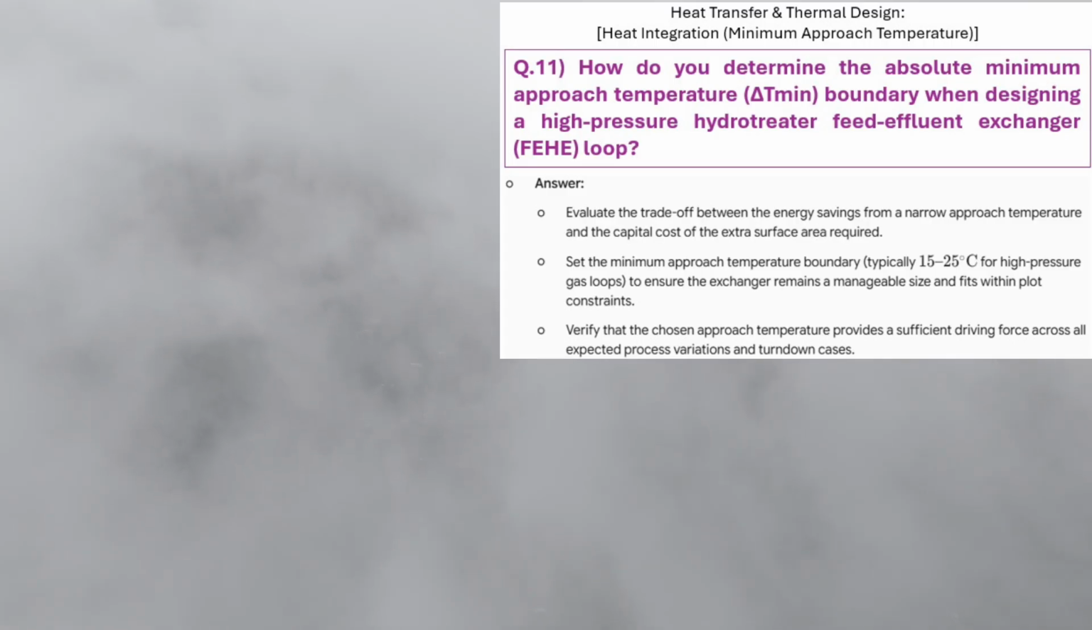Right. It challenges structural foundation limits. I strictly set the minimum approach boundary typically at 15 to 25 degrees Celsius for high-pressure gas loops to ensure manageable size and realistic plot constraints. Prove that reality. Describe the physical layout difference between the theoretical optimization and your practical design. A pragmatic 20-degree approach typically requires 4 standard, heavily forged Texas tower shells in series.